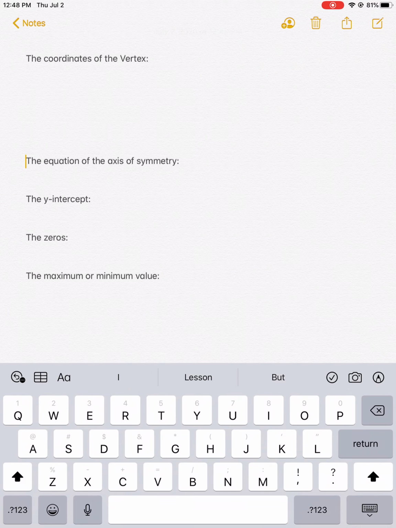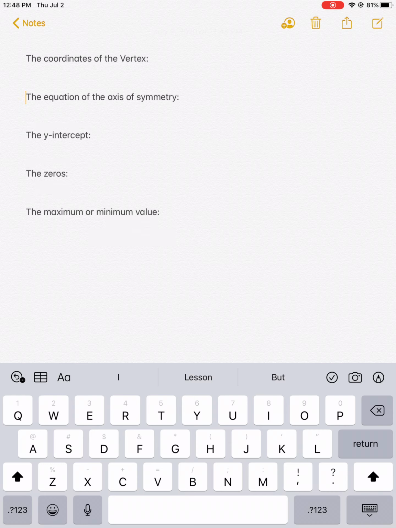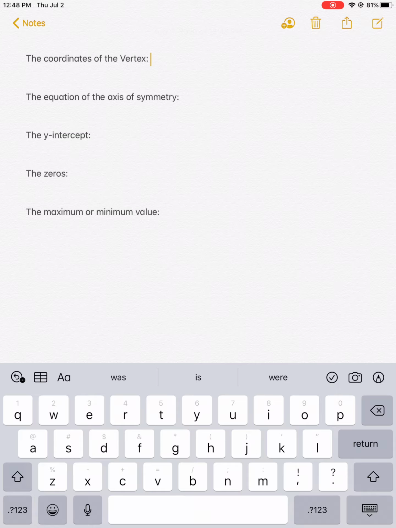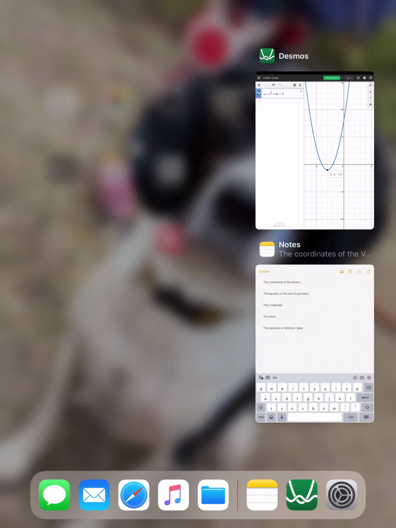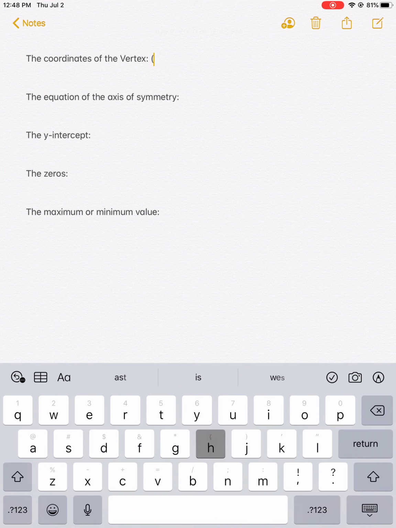Anyway, so the coordinates of the vertex is the point where it starts to change direction. Based off the equation that I just did, it was (-3, -1). So that's my vertex, okay? And again, it has to be an (x, y). So (-3, -1). So that's my vertex.